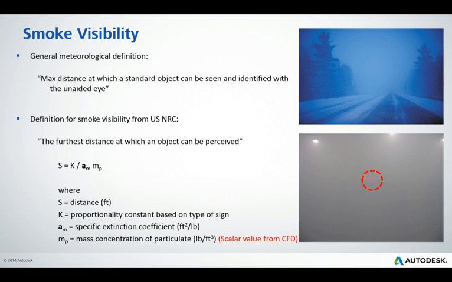I thought I'd mention, I don't want to go into too many technical details with regards to the equations, but we can later possibly. It's worth mentioning that this is the value that we use to calculate the distance that the person can see. And we use that scalar value from CFD to calculate the concentration of particulates, which is then fed back into this equation.